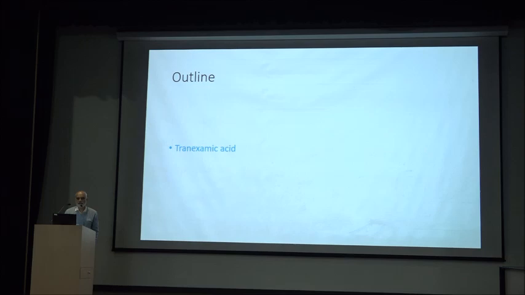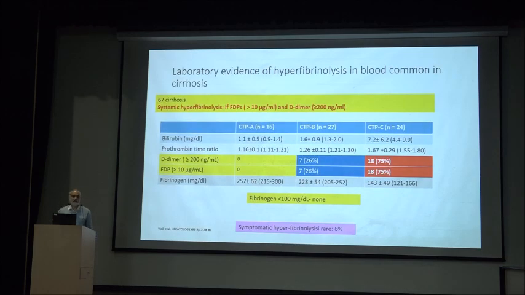So what about, lastly, tranexamic acid? There is laboratory evidence of hyperfibrinolysis in the blood in cirrhotic patients, especially Child-Pugh B and C. In this study, systemic hyperfibrinolysis was defined as FDP more than 10 and D-dimer more than 200 nanogram per ml, and in CTP-A none of the patients had systemic fibrinolysis, in CTP-B 26% and in CTP-C 75% had fibrinolysis. But symptomatic hyperfibrinolysis is rare, that is, they do not actually bleed spontaneously.